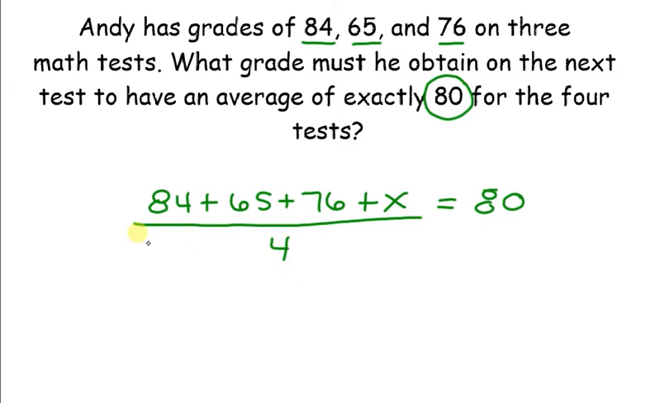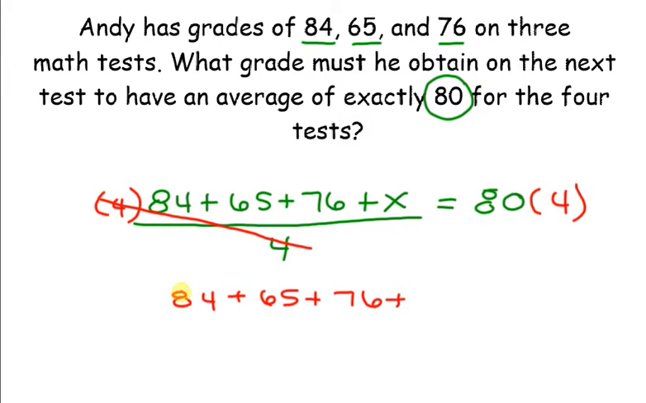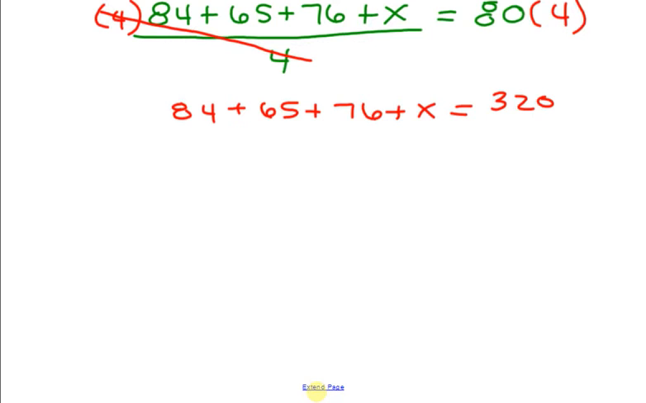So we want to get rid of this 4 on the bottom, so we multiply it on the top. But whatever I do to one side, I do to the other. These guys are going to cancel, and I'm left with 84 plus 65 plus 76 plus x equals, and when you multiply that together, you're going to get 320. Okay? Now let me combine all of these.